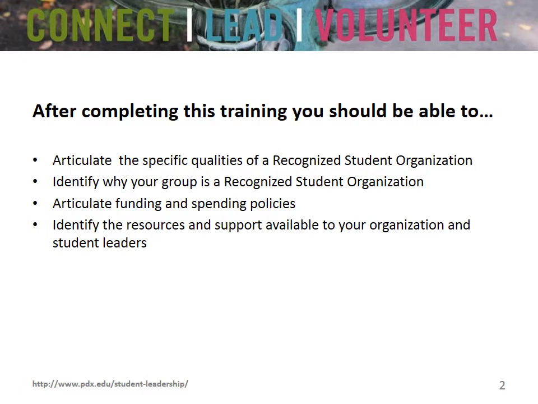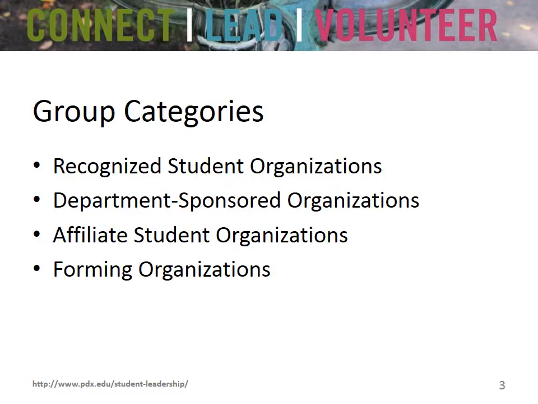After completing this training, you should be able to articulate the specific qualities of a recognized student organization, identify why your group is a recognized organization, articulate funding and spending policies, and identify the resources and support available to your organization and student leaders. There are a few different types of student organizations under student activities and leadership programs.